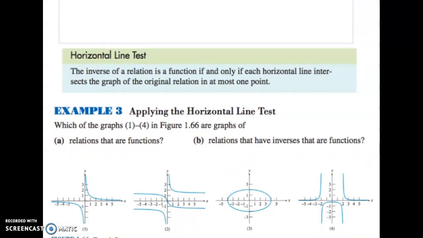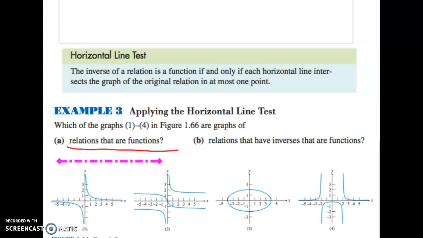Because again I'm on a smartboard, I'm just going to draw a horizontal line test. So let's see the question, because it's always good to read the question. Which of the graphs 1 through 4 are graphs of relations that are functions? So the original is a function. All right. So let's see.